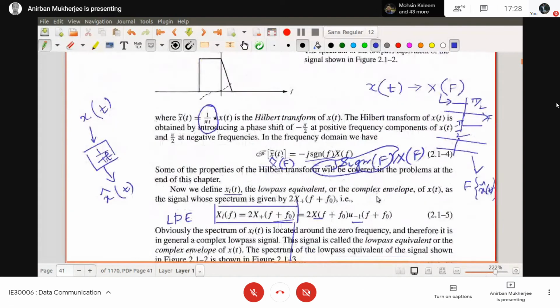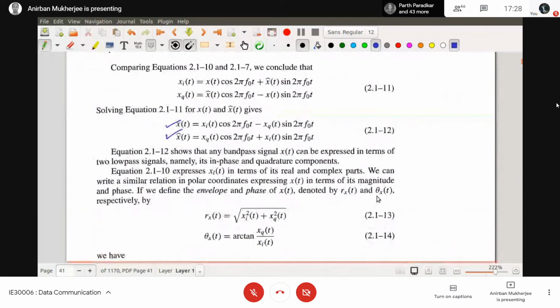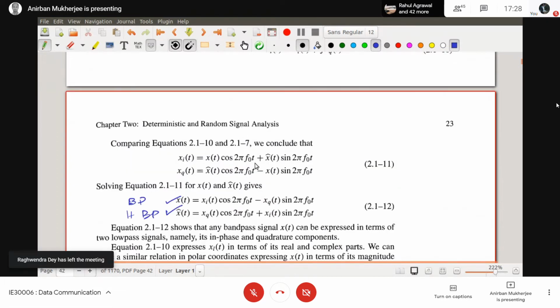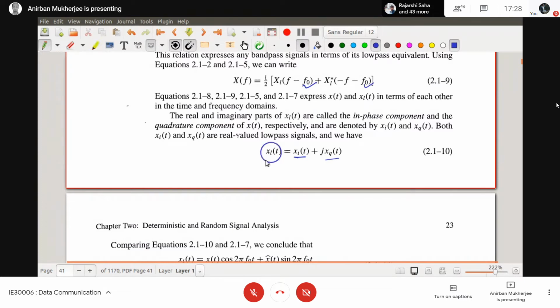Okay, so anyway, this is about x(t) and x hat(t). This is your original real band pass signal, and this is the Hilbert transform of the band pass signal. And x_I(t) and x_Q(t) are the in-phase component and the quadrature-phase component of the low pass signal. Please try to understand: the in-phase and quadrature-phase components of the low pass equivalent.